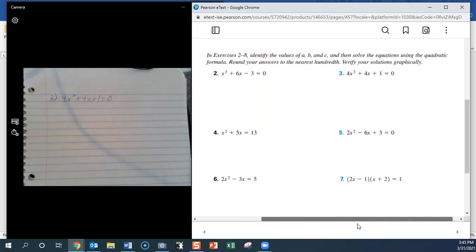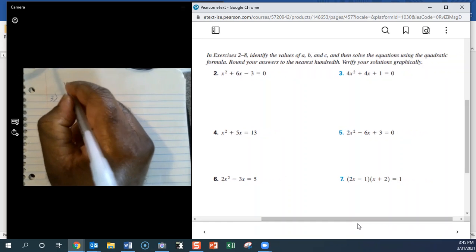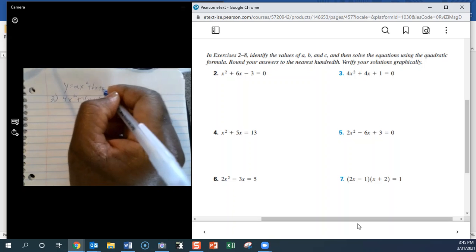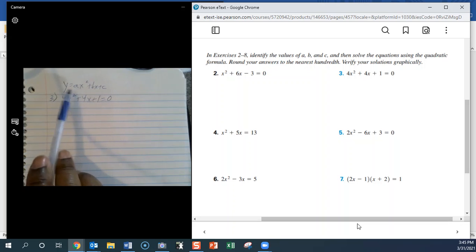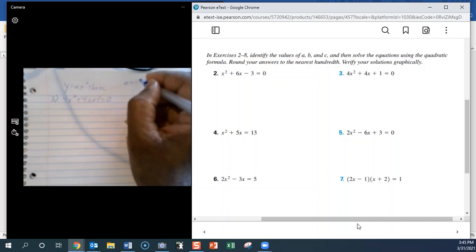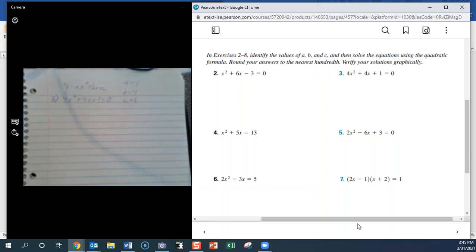Verify your solutions graphically. First of all, we have to have this in quadratic form, which is y equals ax squared plus bx plus c, which we have here. And then we notice here that the y and the 0 replace each other. So our a here would be 4, our b is also 4, and our c is 1.